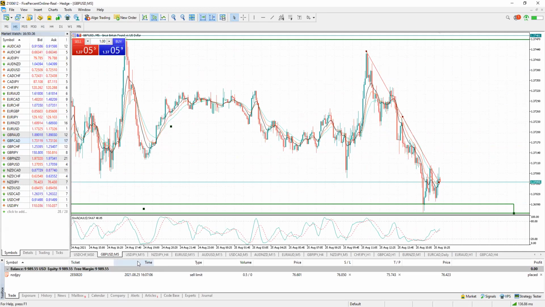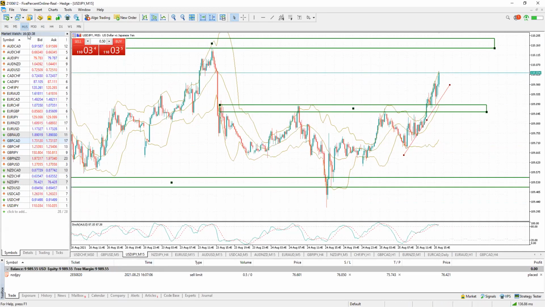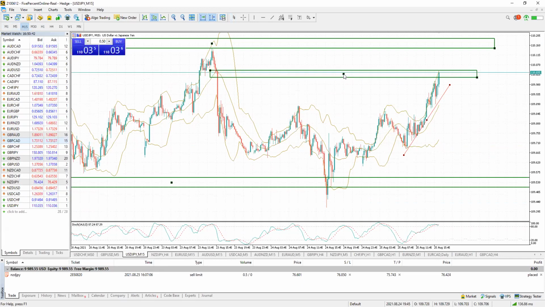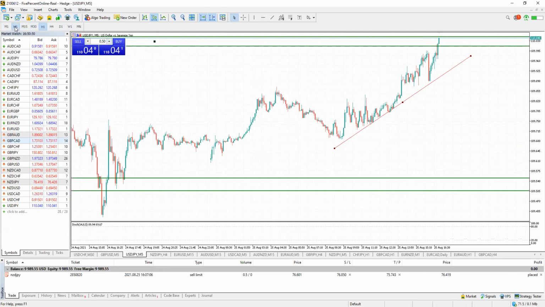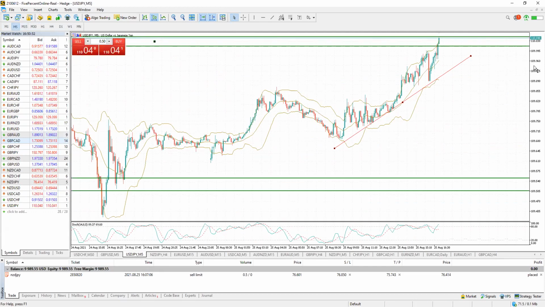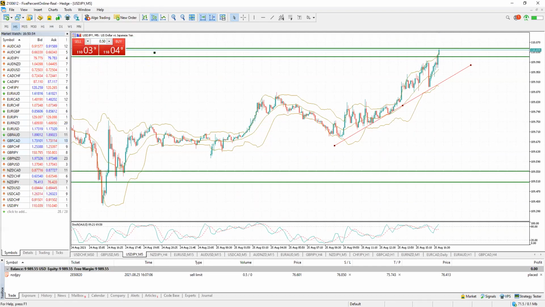Now we are entering this supply level here on the M15.